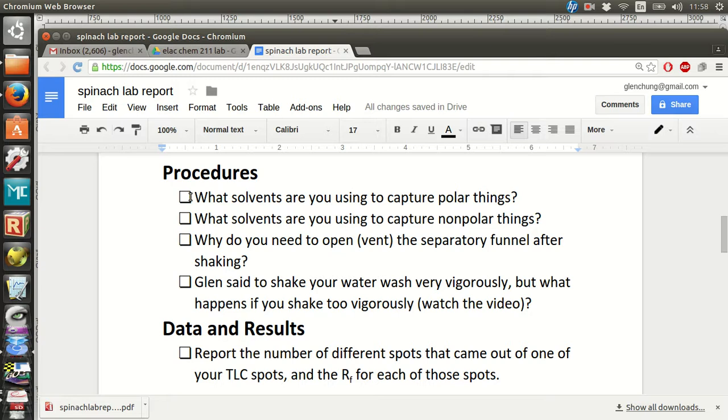You know, you shake it a little bit, and then you vent it, and then you shake it again, and then you vent it. I want to know that you know why you do that. So when you say in your procedures that you have to vent the separatory funnel every time you shake it, please tell me why you have to do that.